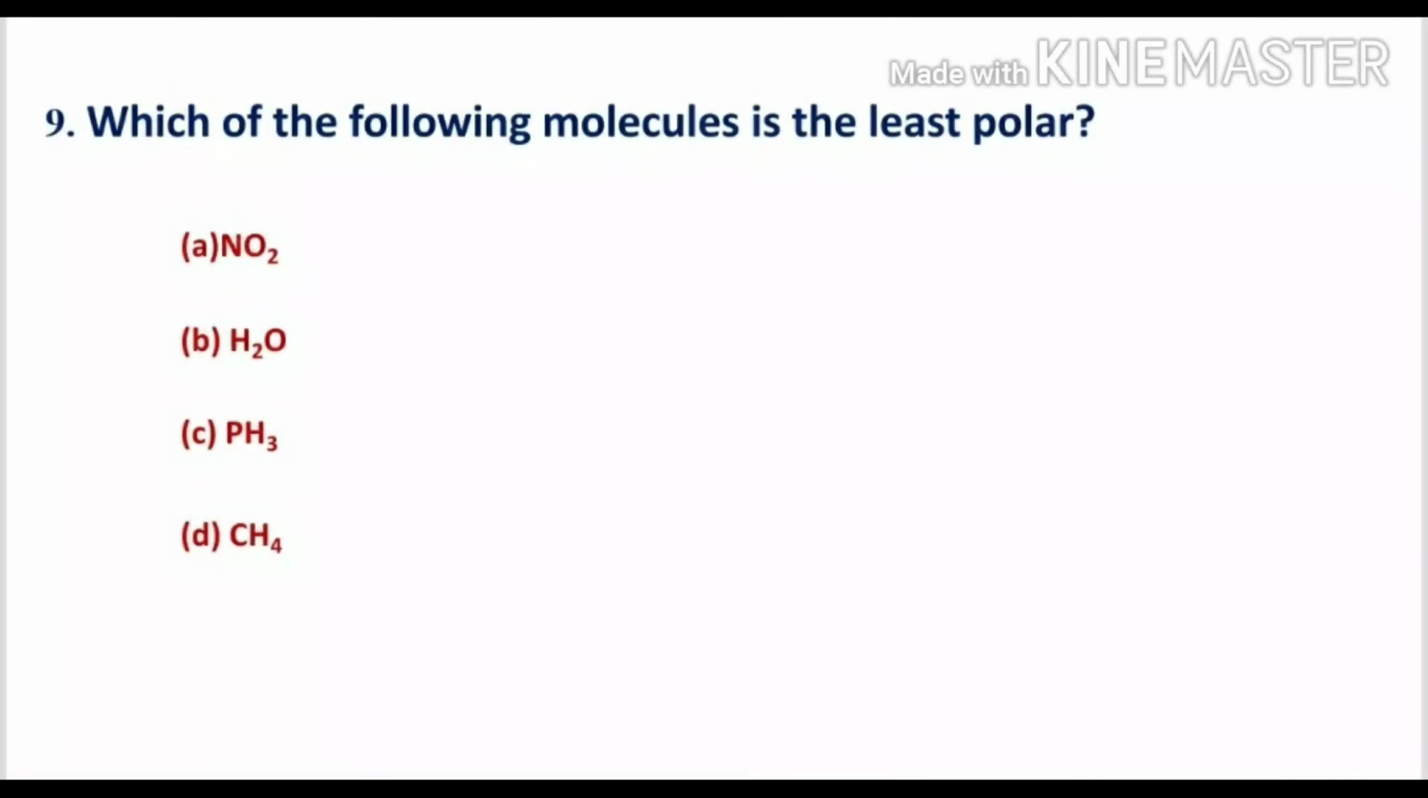Ninth question, which of the following molecules is the least polar? Option A NO2, option B H2O, option C PH3, option D CH4. Among the four options, nitrogen, oxygen and phosphorus are more electronegative, but only carbon is the least electronegative. So A, B and C are all polar, but the least polar is option D, CH4. D is the correct option. So the least polar is methane.